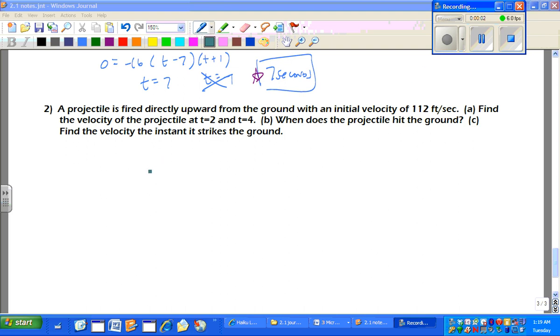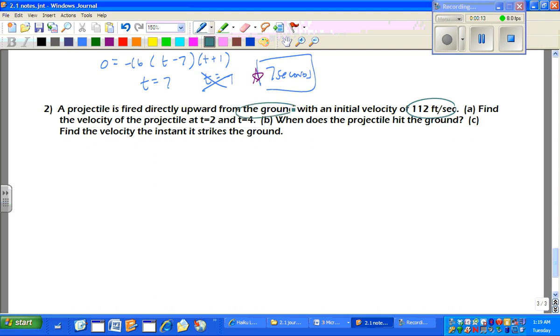Last one, number 2. A projectile is fired directly upward from the ground with an initial velocity of 112. So that's our v sub 0. Since it's coming from the ground, our initial height is 0. So s of t equals negative 16 t squared.